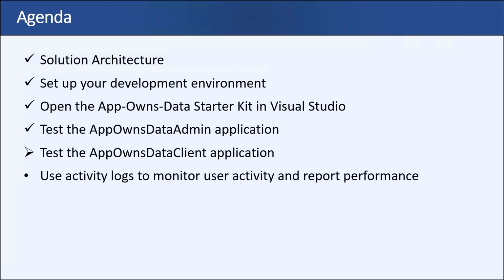Okay, so that brings us to the end of video 4, and we've tested out the AppOwnsDataAdmin application. We've gotten our multi-tenant environment up and going with a couple different tenants. Well, now let's get the AppOwnsData client application working. That's what we're going to do in the next video, and that's going to also involve configuring the AppOwnsData web API so that the AppOwnsData client can use it. Okay, lots to look forward to.